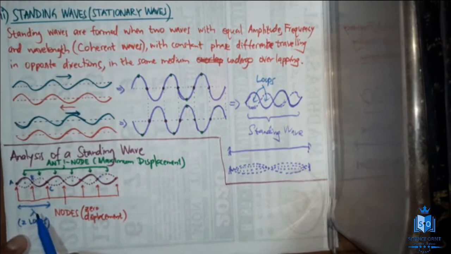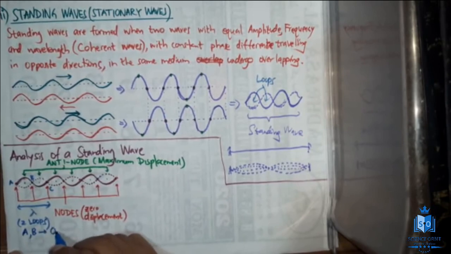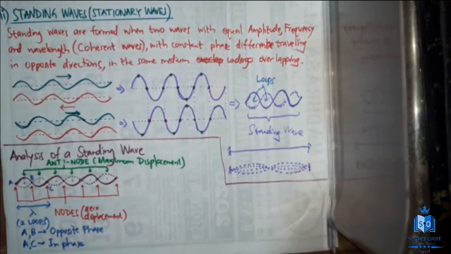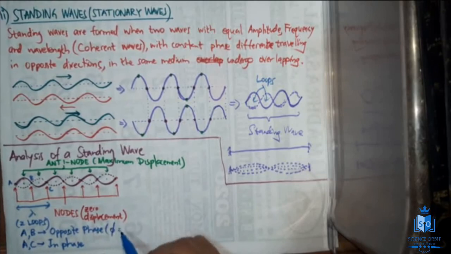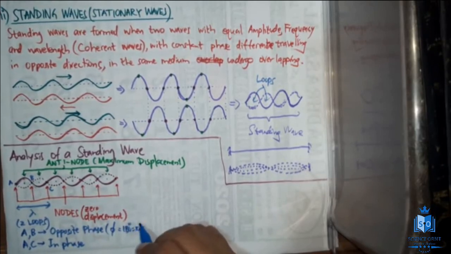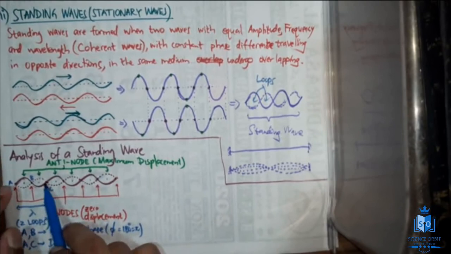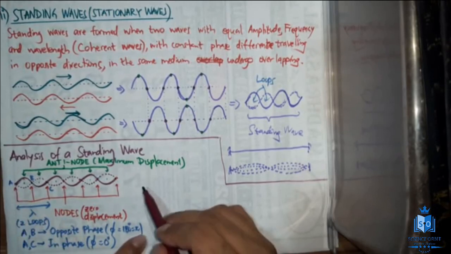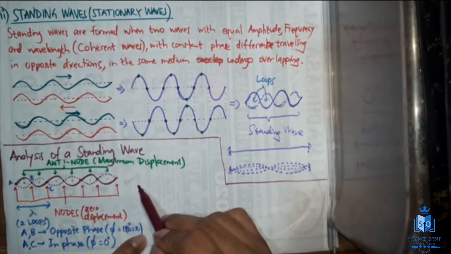So, based on the definition for lambda of a standing wave, A and B are opposite in phase or out of phase. Okay. But A and C are in phase. When you say opposite phase, A and B are in opposite phase, what is going to be the phase difference? That is going to be 180 degrees, if not pi. But if they are in phase, or if their phases are the same, phi is going to be 0 degrees or 0 radian. Alright.